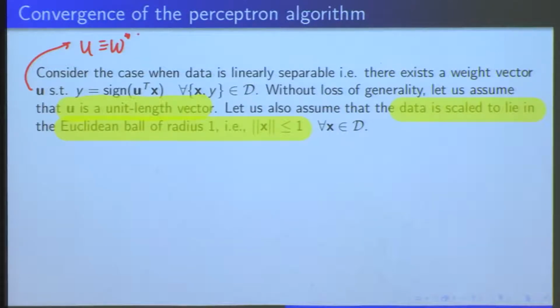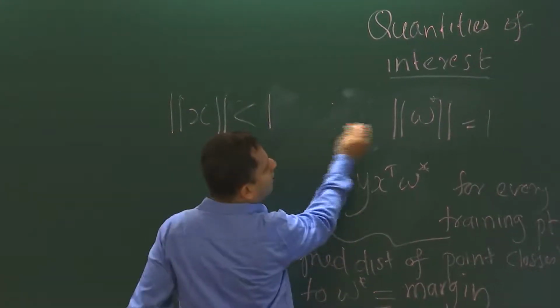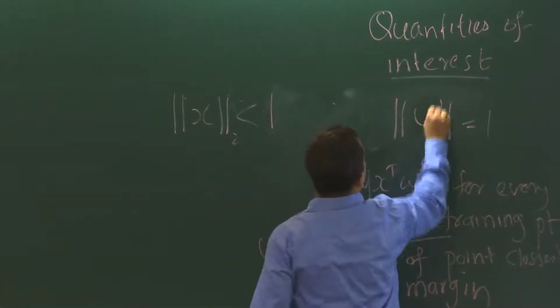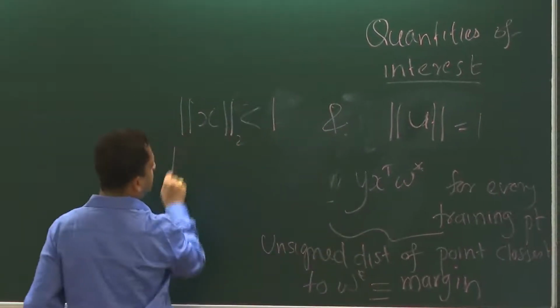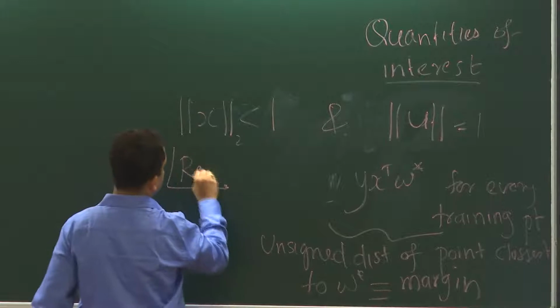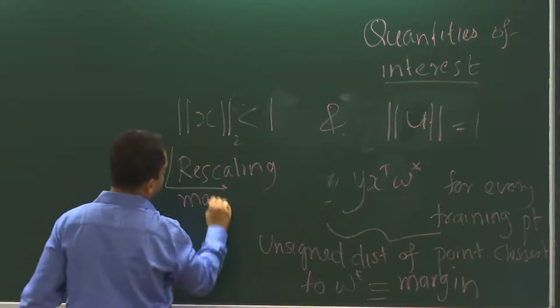So what have we done? We have said norm x is less than or equal to 1, norm W, which I now call U, is 1, and these two lead to rescaling the margin.